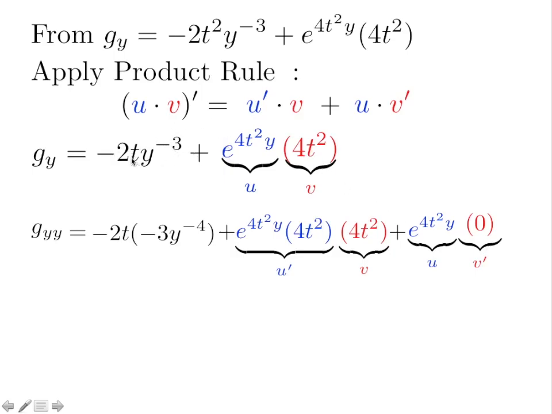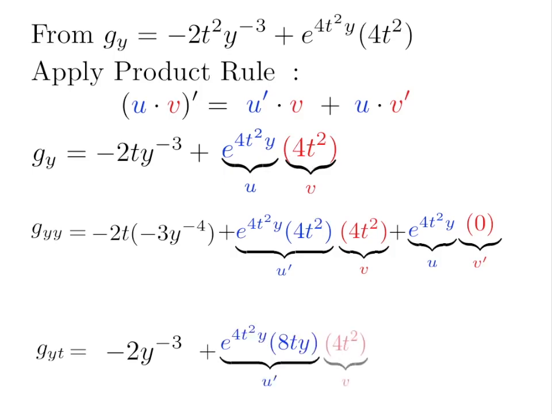Next, we're going to use the same function g sub y and find the partial derivative of g sub y with respect to t. That means y is a number now, y is a constant. The derivative of the first term is negative 2 times y to negative 3. And for the second term, once again, you have to apply product rule. U prime times v plus u times v prime.